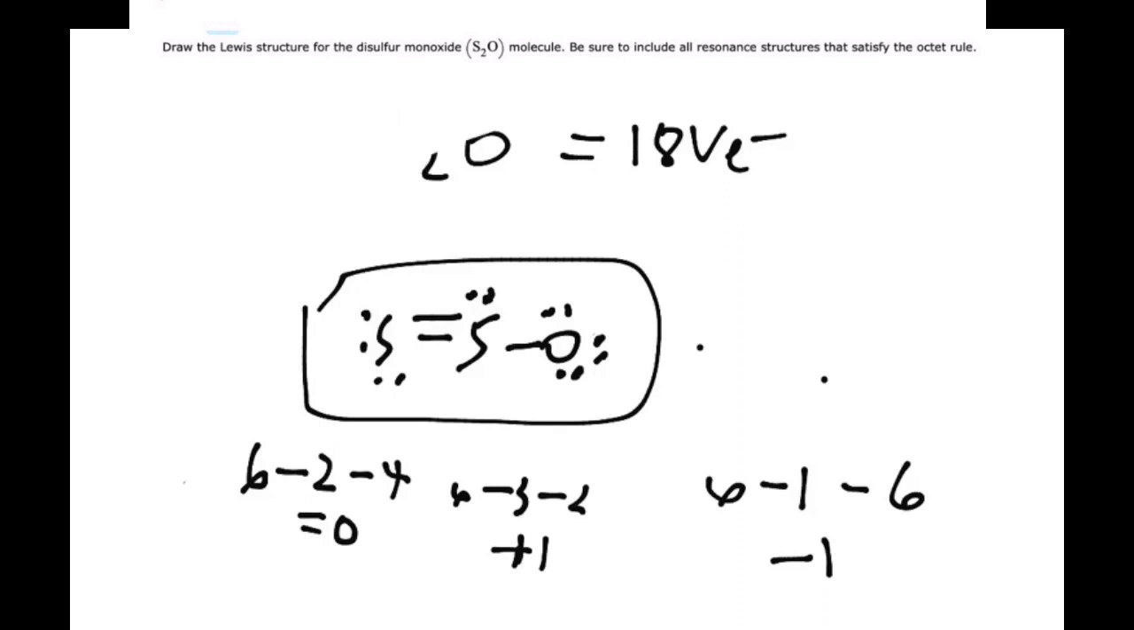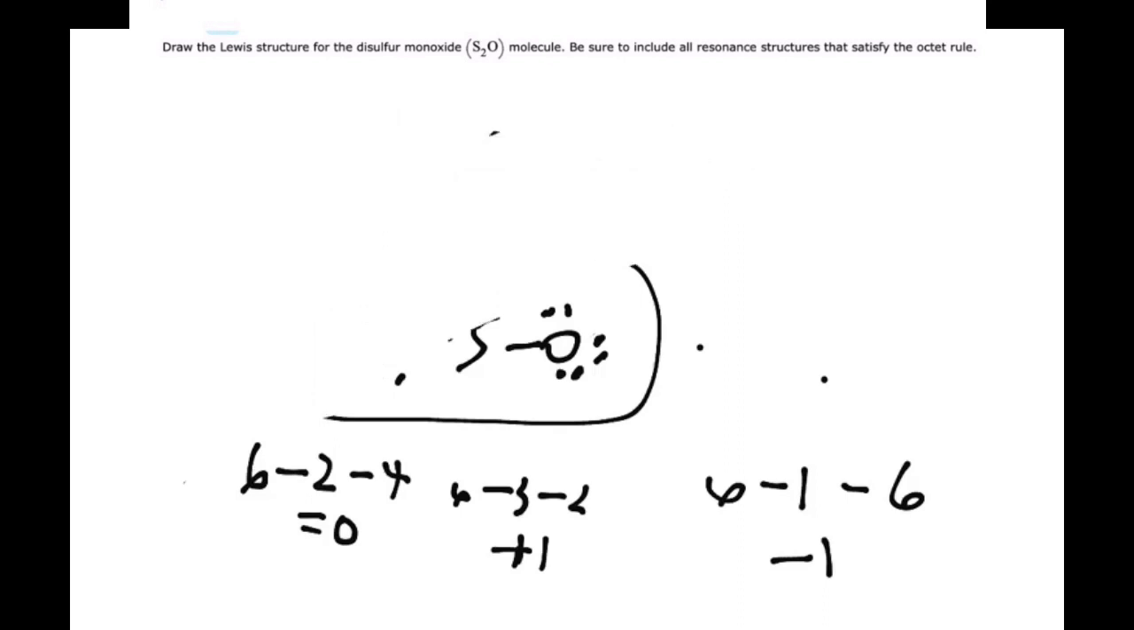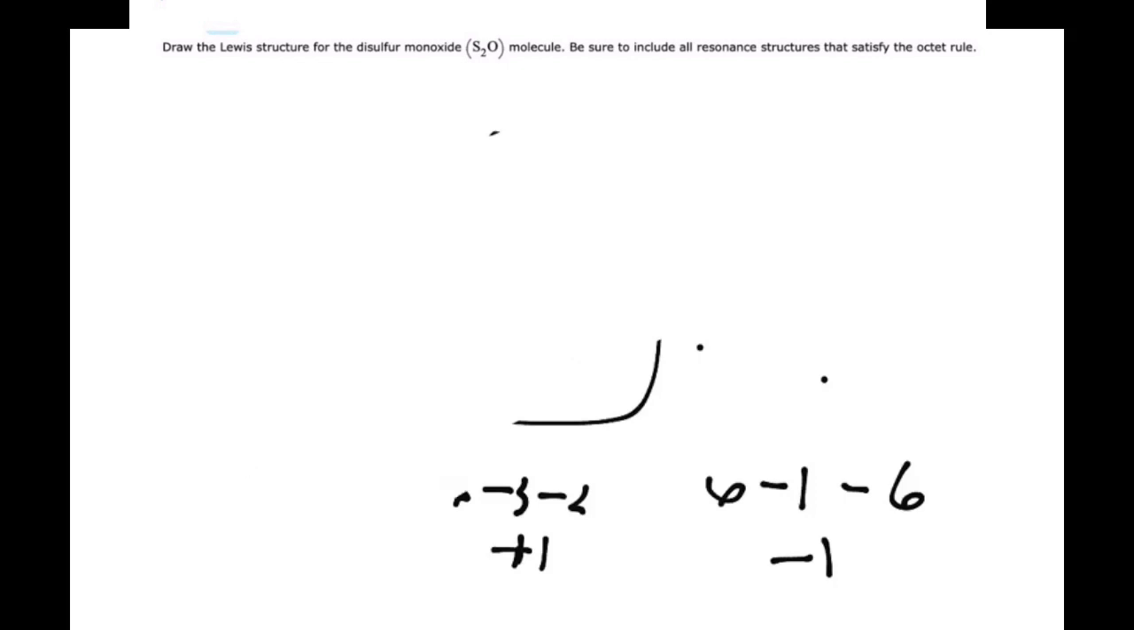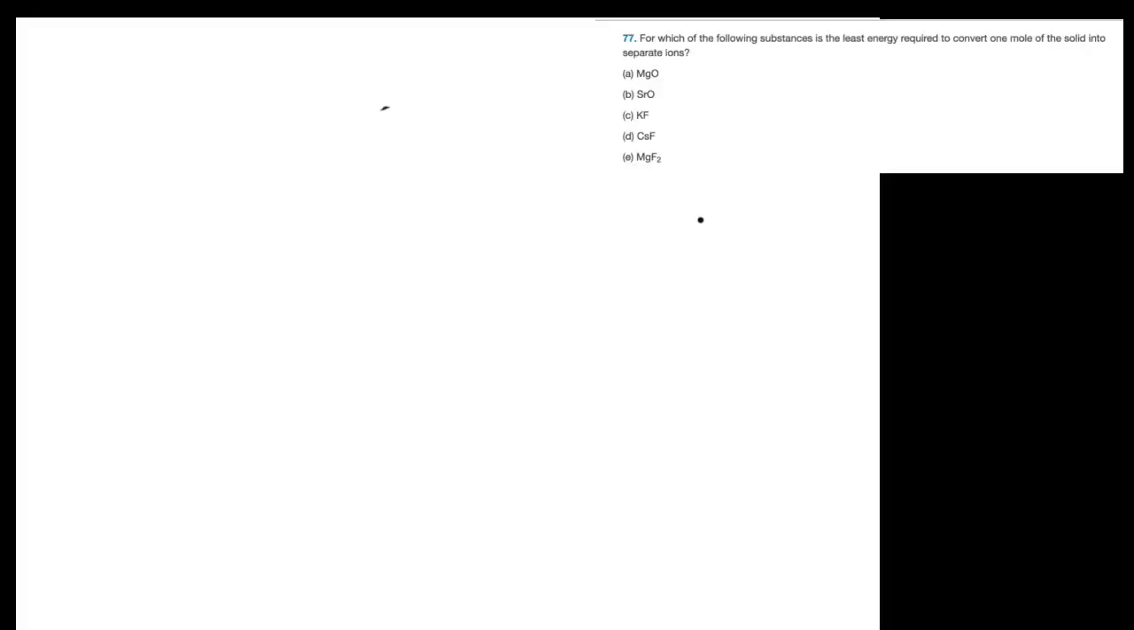I'm going to erase this problem now, and we're going to move on to the next page that you sent, and the next problem. So this next problem starts out by saying, for which of the following substances is energy required to convert 1 mole of the solid into separate ions?